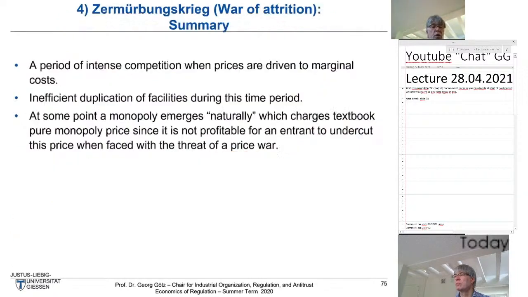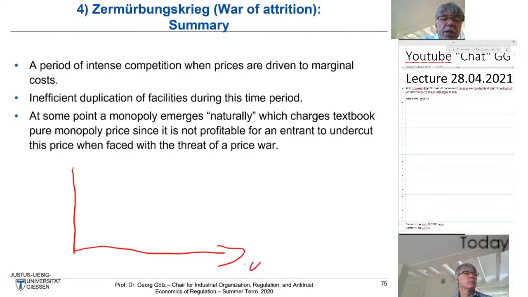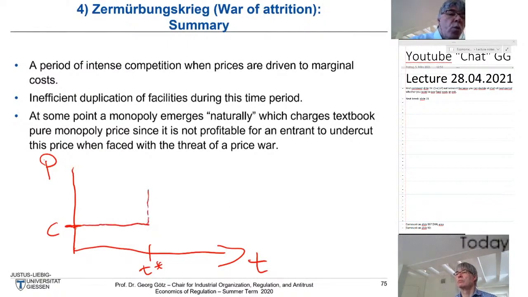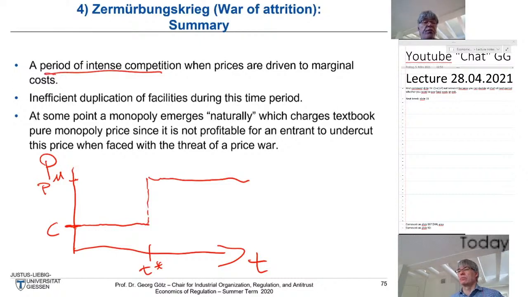Hopefully you got the point here. How does the situation really look? I just want to draw it here. If you have time here and price here, and marginal cost here, how does your price path look, calling this T star? You have a war of attrition until the point where one of the firms exits, and from there on you have a monopoly price. So you have a period of intense competition, a price war. Then prices are driven to marginal cost.